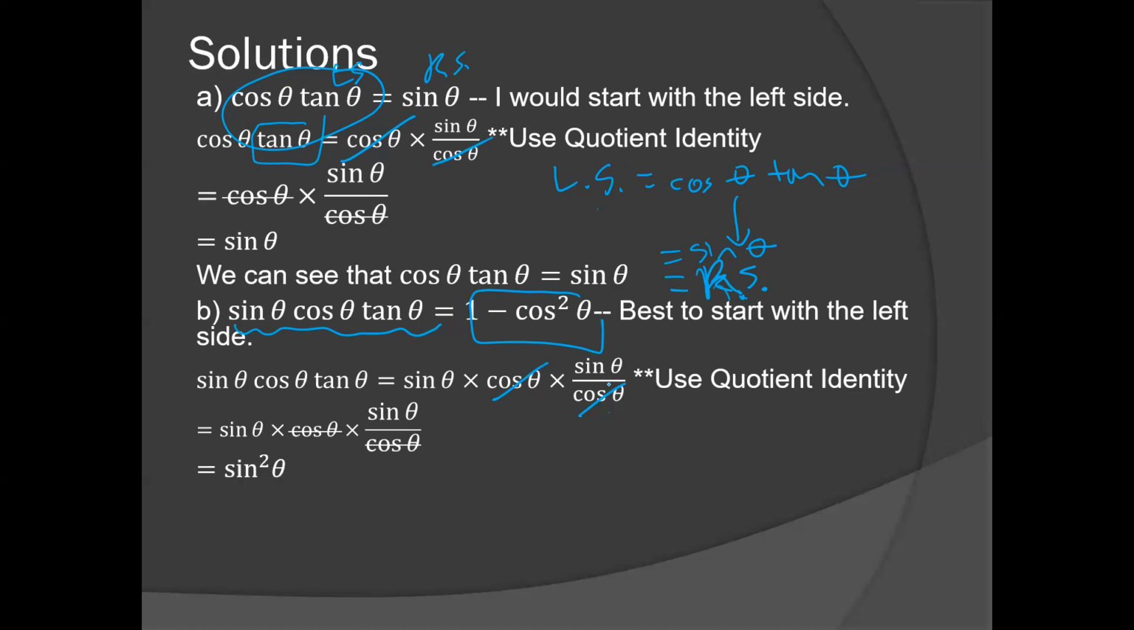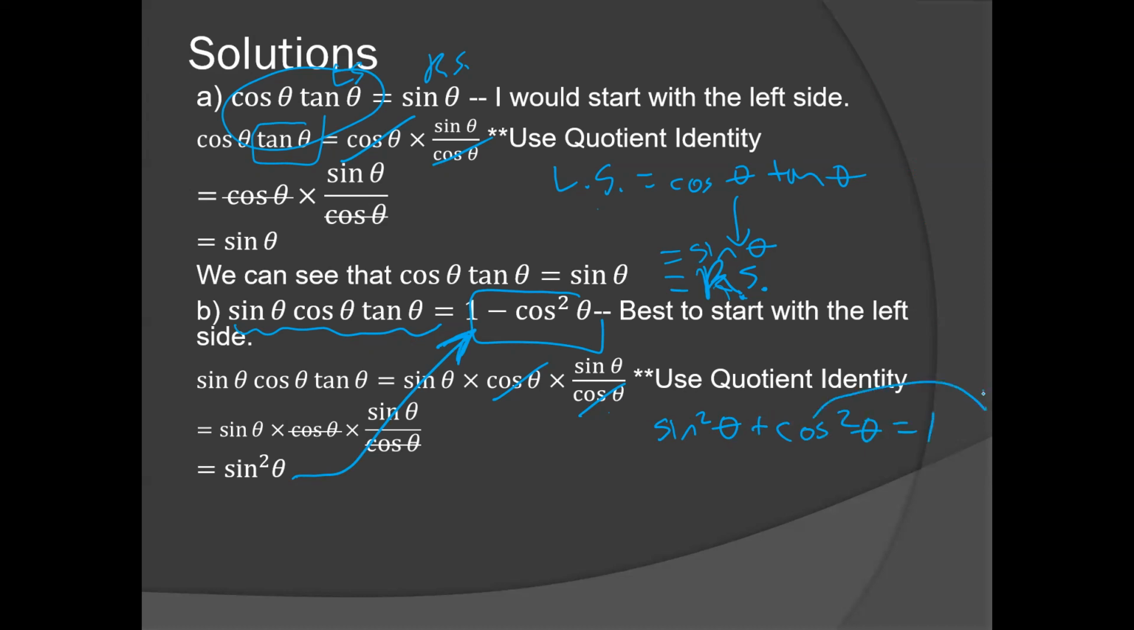And now you look at this, and unfortunately, you're still not done yet. You want it to look like the right-hand side. So this is where you have to strategize. So let's think here. I want sine squared theta to look like 1 minus cos squared theta. Well, what is one of the identities I know? I know that sine squared theta plus cos squared theta is equal to 1. This is the Pythagorean identity.